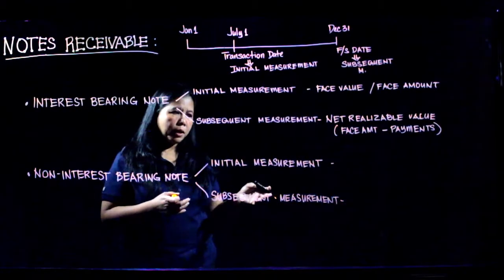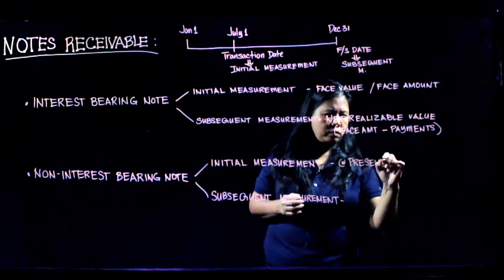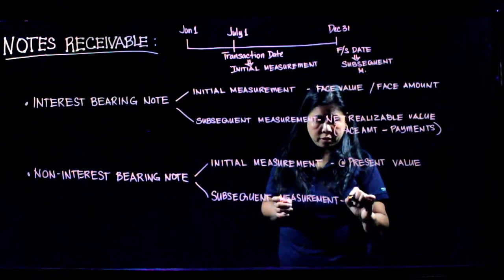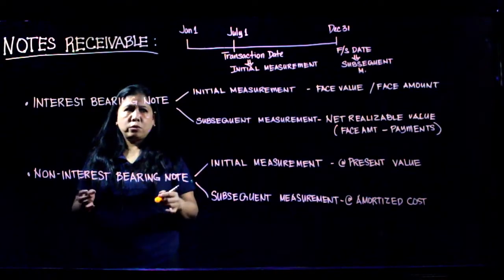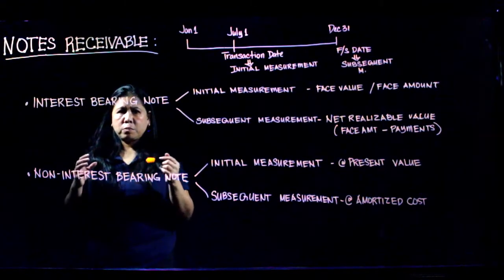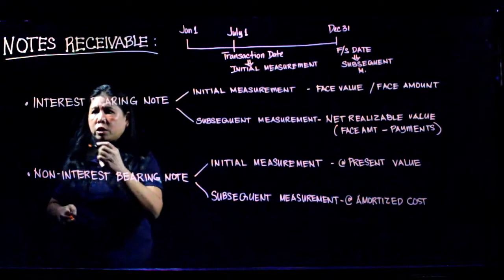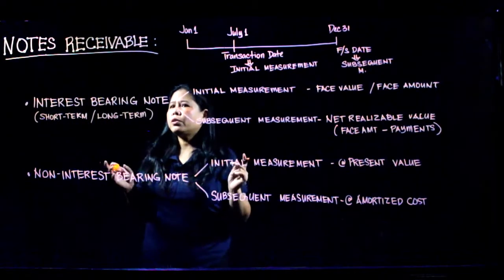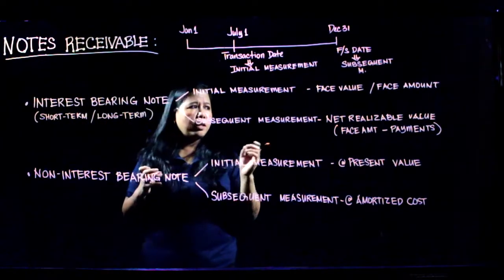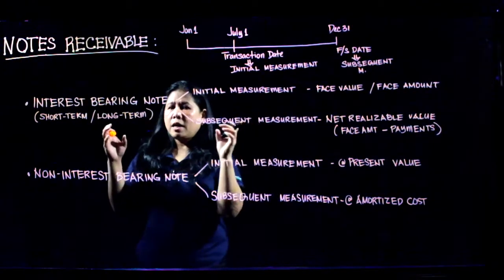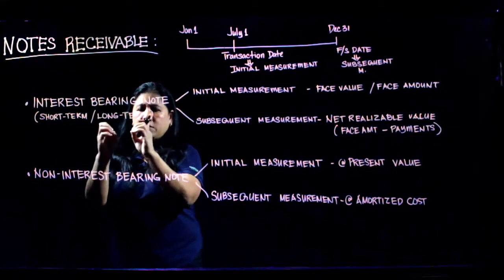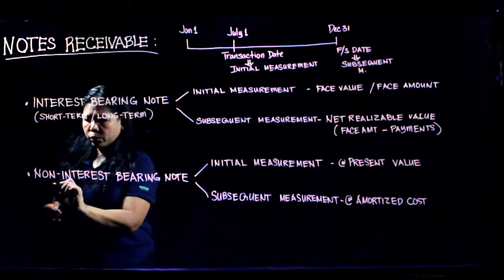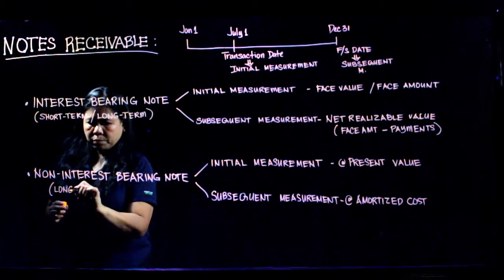Our initial measurement will be at present value, and the subsequent measurement will be at amortized cost. Let's do the summary on this. On interest-bearing notes, this includes the short-term and the long-term notes receivable. The interest-bearing note that is measured at face value on initial measurement includes the short-term interest-bearing note and the long-term interest-bearing note, while the non-interest-bearing note only includes the long-term non-interest-bearing note.